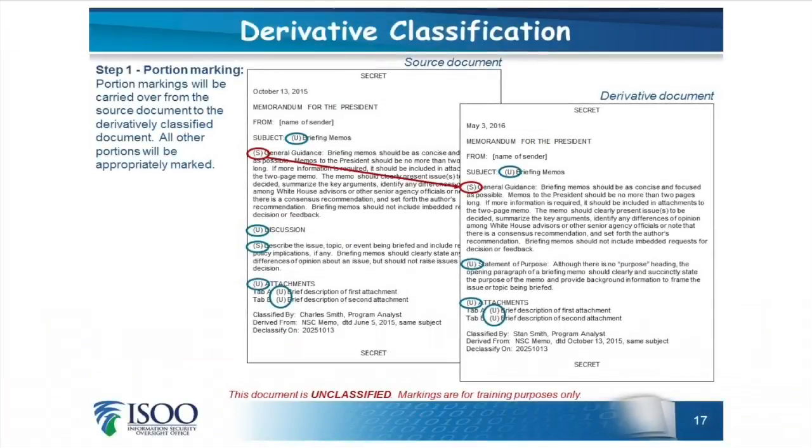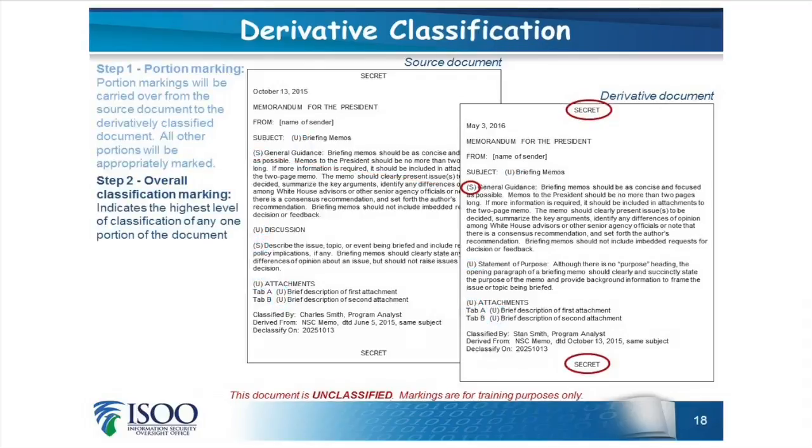In this example, we have your source document to the left and your derivatively classified document to the right. We have taken a paragraph from the source document and copied it into our new memo. As you can see in this example, portion markings are carried forward with the section of the source document that is carried over into the derivative document. Again, all portions must be marked as shown in this example.